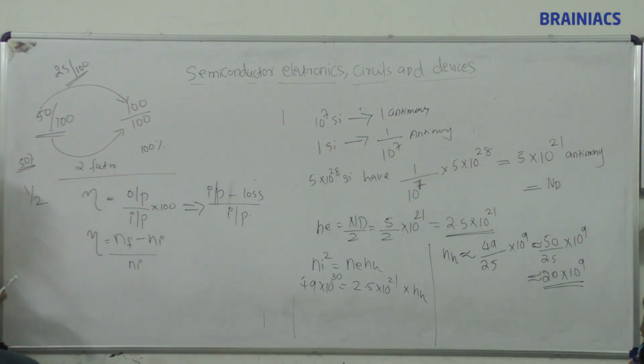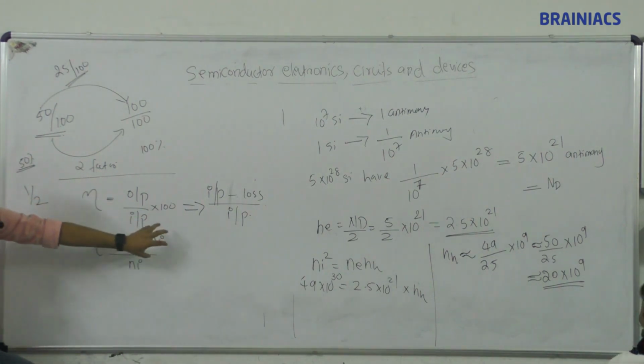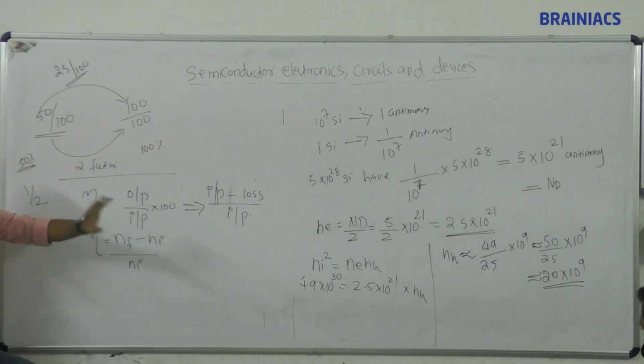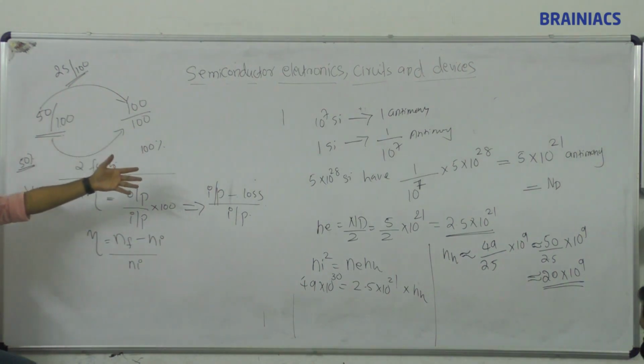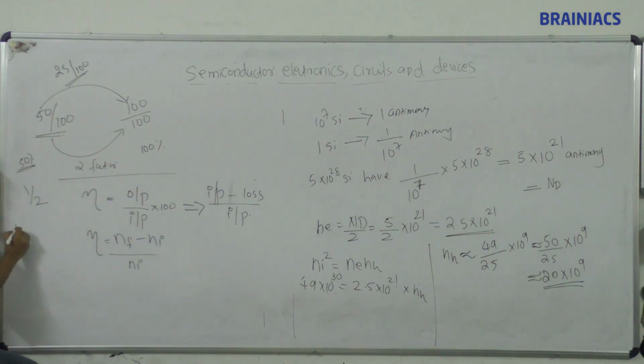In a simple way, I'll say I initially have 100 electrons. Now I have added antimony atoms and I get 200 atoms. Initially how many atoms were there? In a simple way, 100. Now I added antimony atoms and got NF equal to 200 atoms. Can you say by what factor it is increased? 2 factor it is increased.